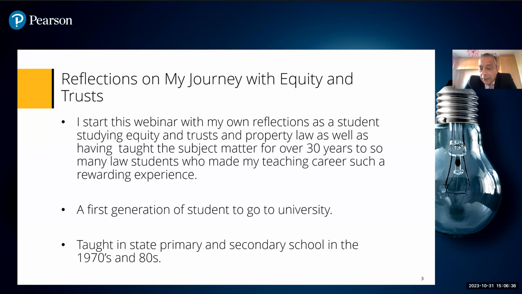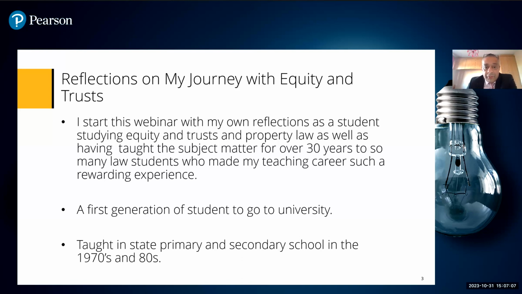But I was very pleased that I did get an opportunity to go to what was then Lanchester Polytechnic in 1988 to study business law. And immediately going to university was an experience that I couldn't relate with anyone in my family, because nobody had been to university. And I know this is something that lots of colleagues in the sector will equate to, a first generation of people to go to university.